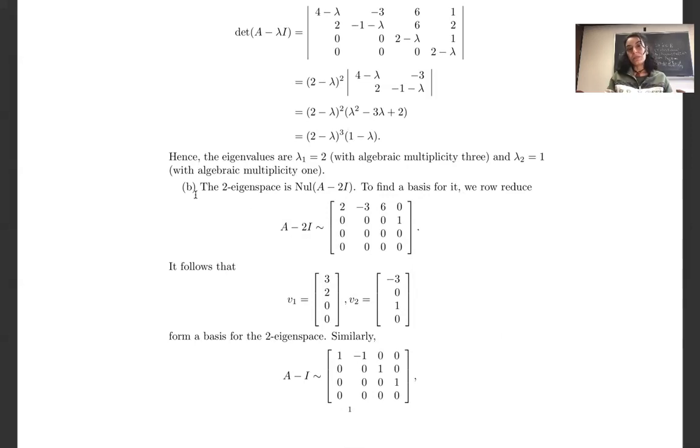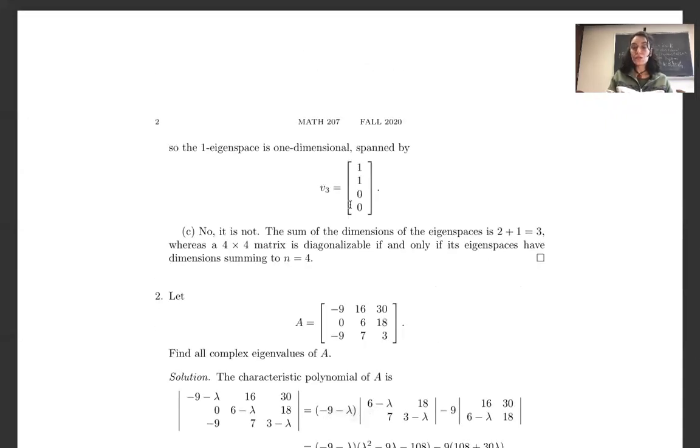But in part B, the second part of the question, I found the corresponding eigenvectors for the eigenvalues 2 and 1. And what we said for 2, although the algebraic multiplicity is 3, I can find only 2 eigenvectors. So I lost one of the eigenvectors already here. For the eigenvalue 1, I just found 1 eigenvector. So in total, I found 3 eigenvectors, which is not enough to write the P matrix, because again, to write P, I need 4 eigenvectors. So we can immediately say, since we don't have enough eigenvectors, A will not be diagonalizable.